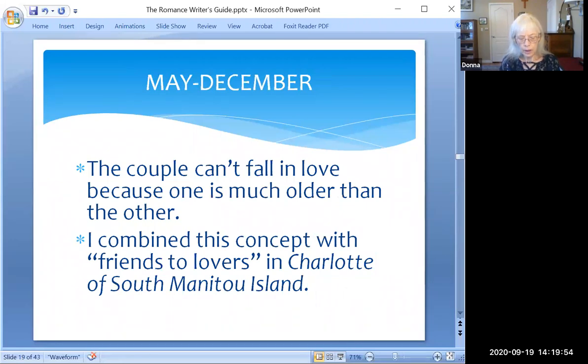May-December. Okay, the couple can't fall in love because one is much older than the other. I combined this concept with Friends to Lovers, as I mentioned, in Charlotte of South Manitou Island. And a real life example of this is Celine Dion and her manager husband, Rene. He became her manager when she was 12 years old, but the couple was not married until she was 25. And he was 26 years older than Celine. Okay, next slide.